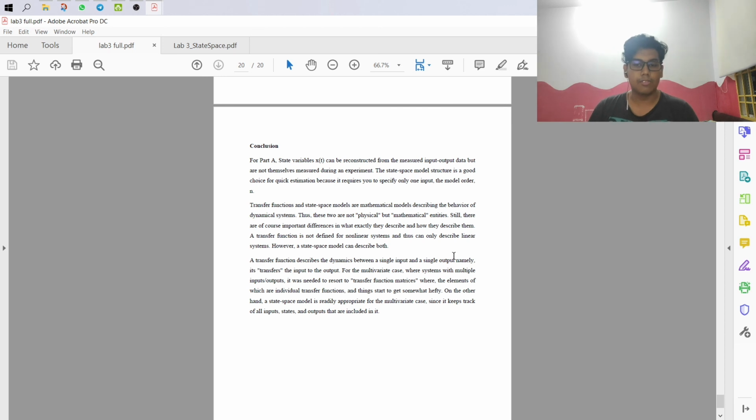Next, the transfer function can describe the dynamics between a single input and a single output, namely, it transfers the input to the output. For the multivariate case, where the system has multiple inputs or outputs, it is necessary to resort to transfer function matrices, whose elements are individual transfer functions, and things start to get somewhat hefty. On the other hand, the state space model is well suited to the multivariate case since it keeps track of all the inputs, states, and outputs that are included in it.